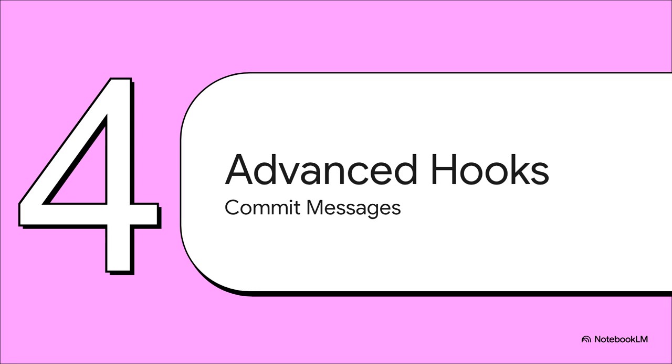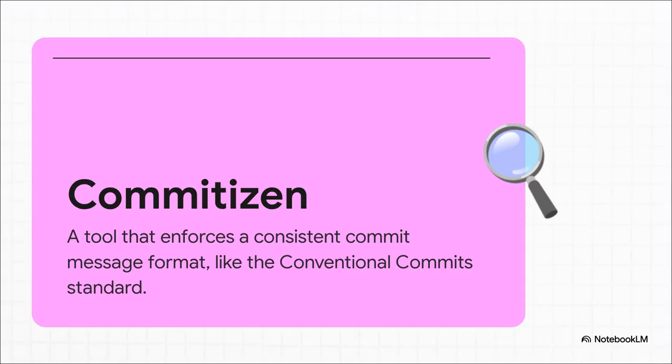Our project history? Turns out, hooks can help us there too, enforcing standards on the messages themselves. And for that, we have a tool called Commitizen. Its whole job is to make sure your commit messages follow a consistent format, like the conventional commit standard. And trust me, having a clean, predictable Git history is just invaluable. Six months from now, when you're trying to figure out why a change was made, you will thank yourself for this. It makes everything so much easier to understand.